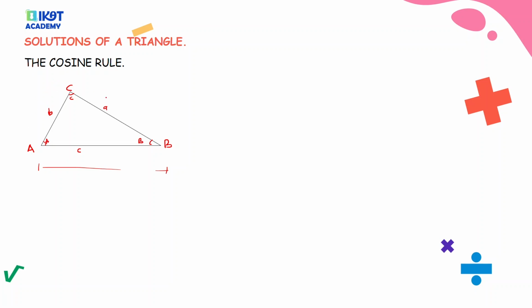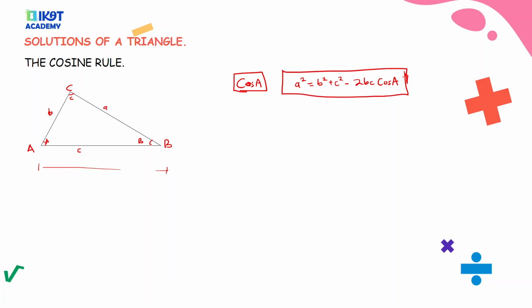Now we are going to start with cos A, because you know the cosine rule. What we want to prove at the end of this question is a squared equals b squared plus c squared minus 2bc cos A. So this is the cosine rule, and we want to prove it to see how it comes about.